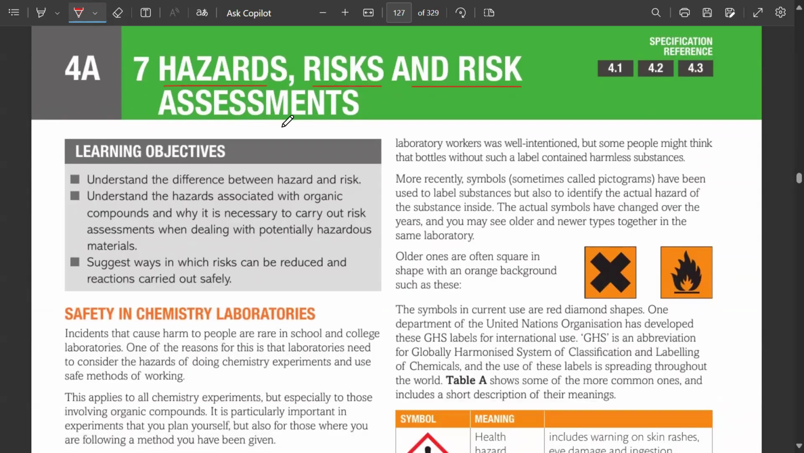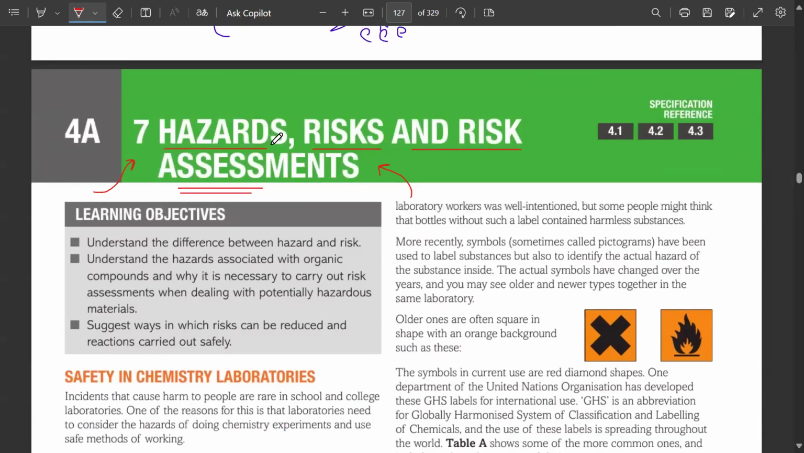This is the last topic of your topic number 4A, and then we'll start off with topic number 4B after solving some questions, because this needs a lot of question practice, and we're going to do it in the class right now. I don't know why they have added this topic, but it's the first time I'm reading it as well. This is just added. Let's see what this is. It's called hazards, risks, and risk assessments.